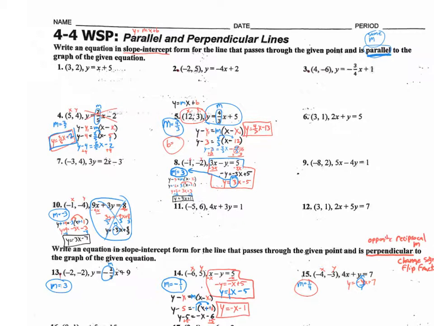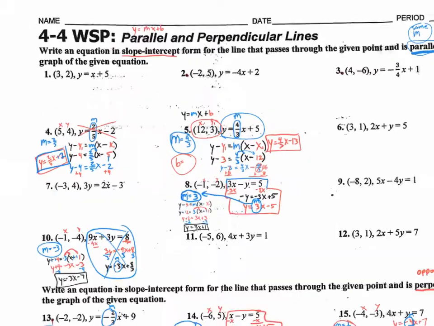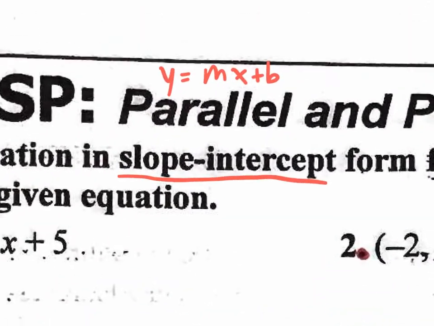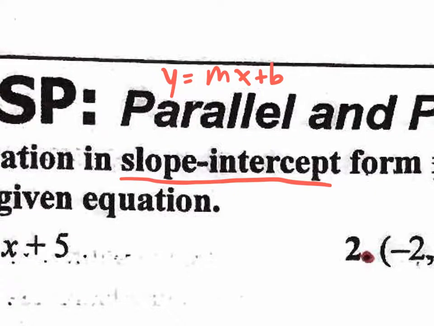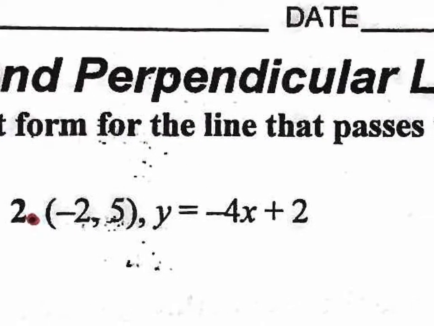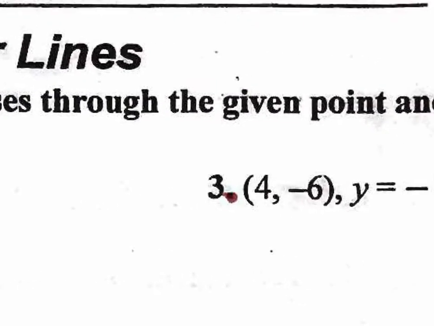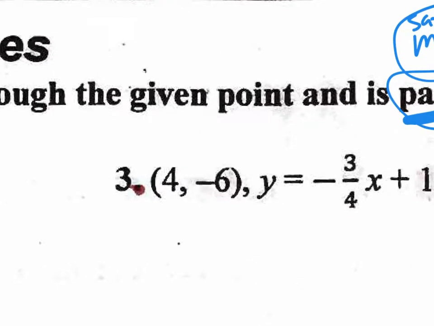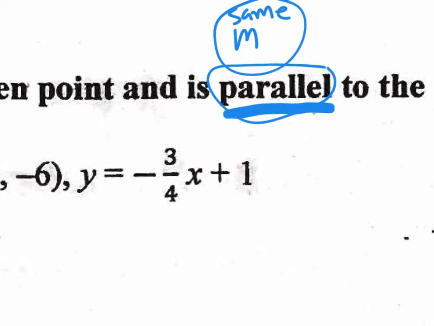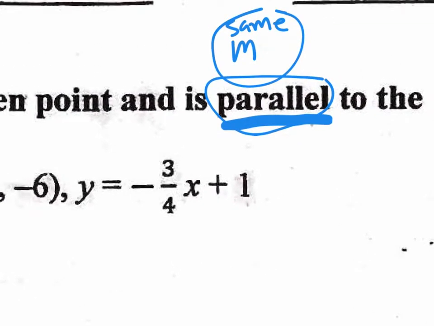So it says, write an equation in slope-intercept form, that's really y equals mx plus b, of the line that passes through the given point. So they give you a point that your line passes through, and it's parallel to the given line. So they give you a point and they give you another line, and your line is parallel to this line. And what does parallel mean? It means same slope. So indirectly they're giving you the slope.